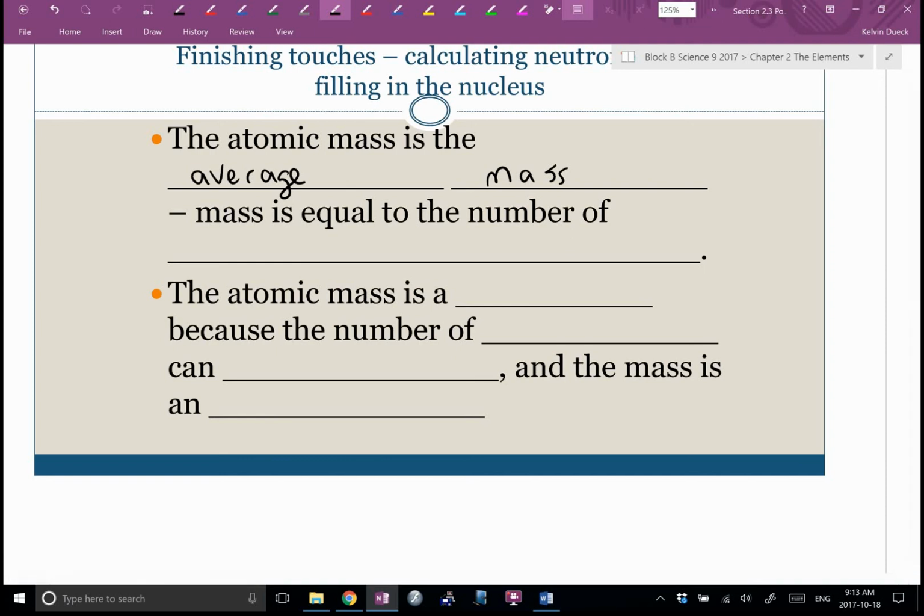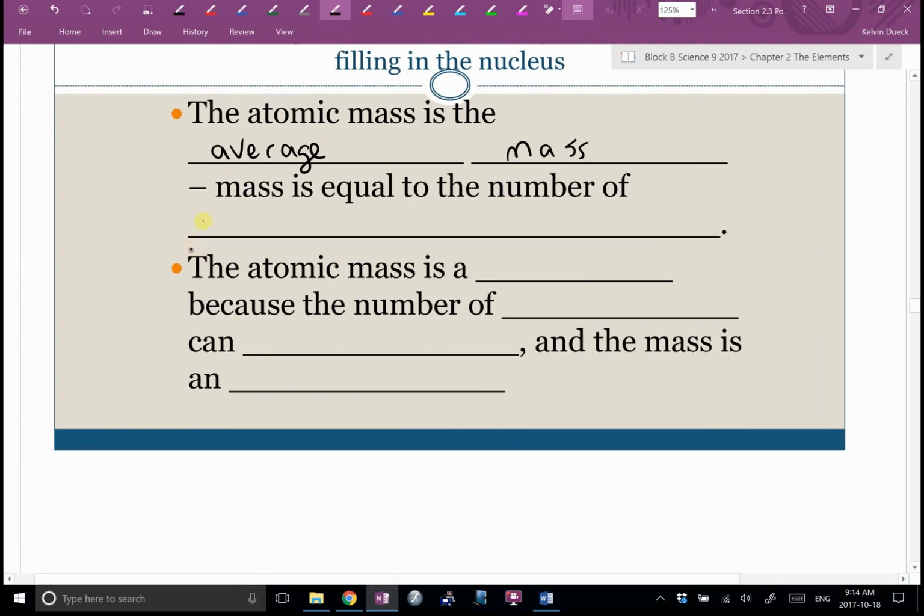And mass is equal to the number of protons plus neutrons. So you can use that, since you know the number of protons, it's the atomic number, to figure out how many neutrons we subtract.